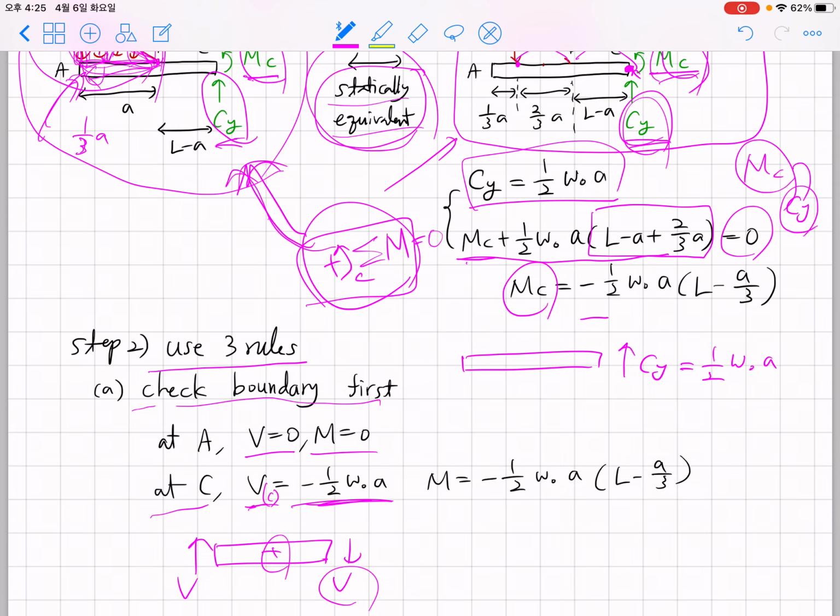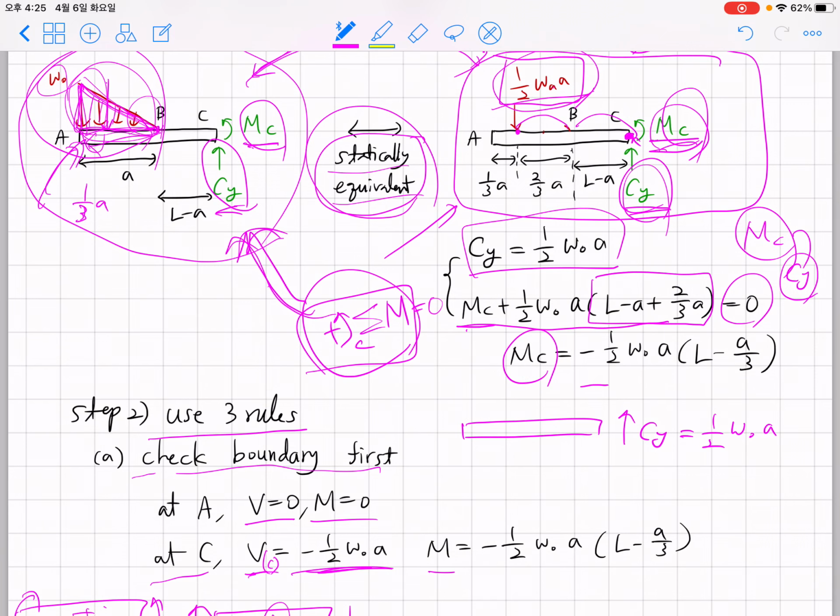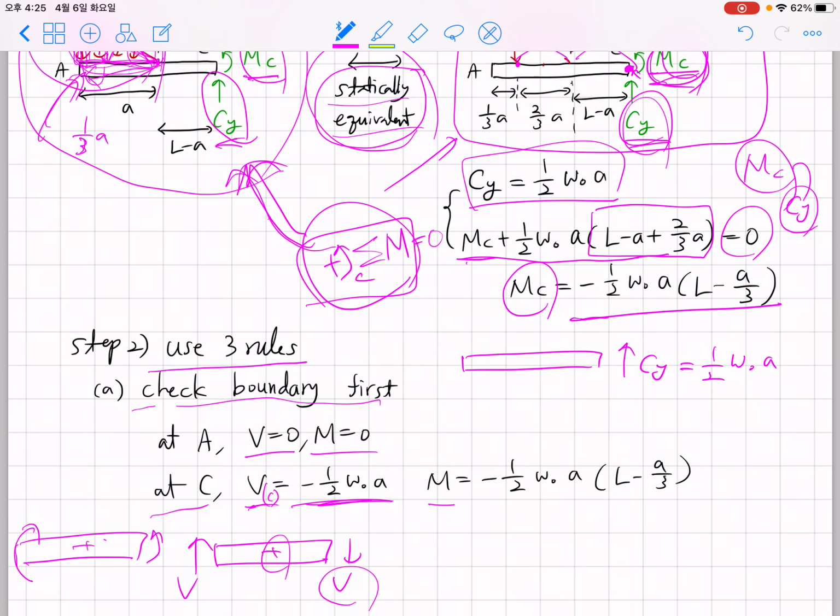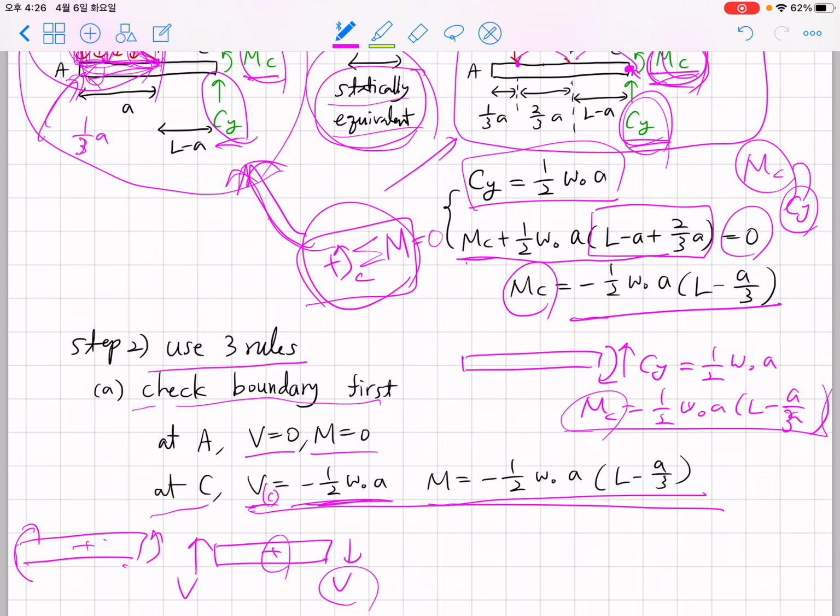And regarding the M, we have this as positive sign convention. So when you have this MC, MC turns out to be a negative number. So your MC will be clockwise and it will be half W0A (L minus A/3). According to our sign convention, it is a minus sign, and we have minus half W0A (L minus A/3). Okay, so these are the boundary conditions.